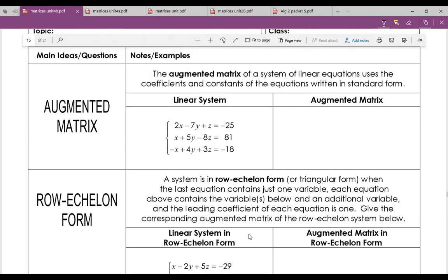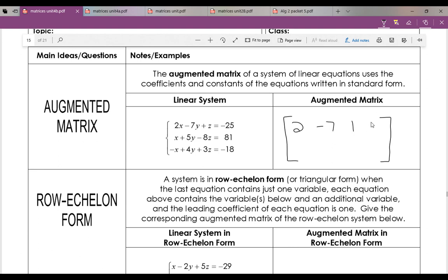All right. So an augmented matrix of a system of linear equations uses coefficients and constants of the equation written in standard form. So notice each one of these equations is written x, y, z, constant all the way down. So the augmented matrix, basically you write all the numbers in order, just drop the variables. So that would be 2, -7, 1.